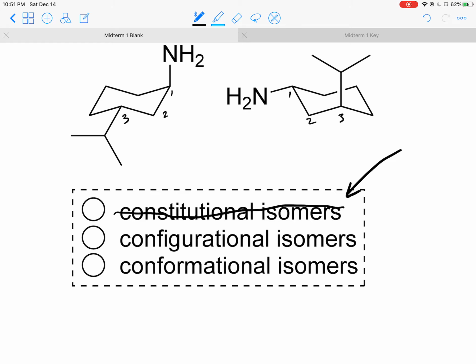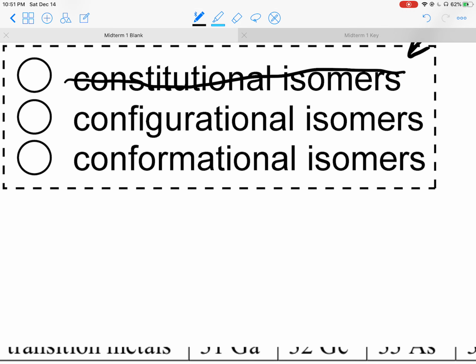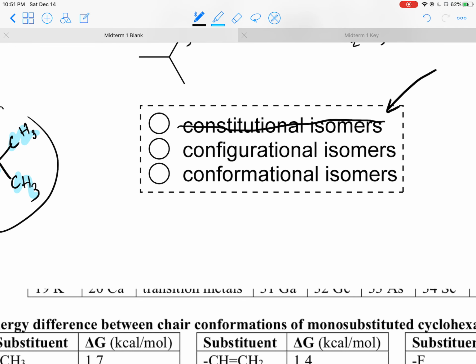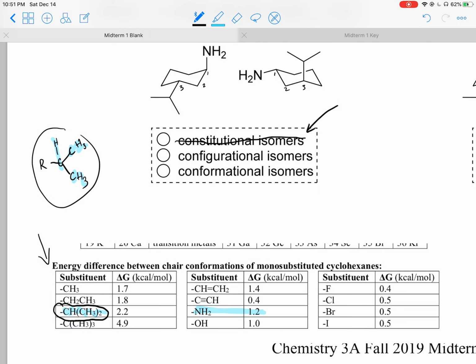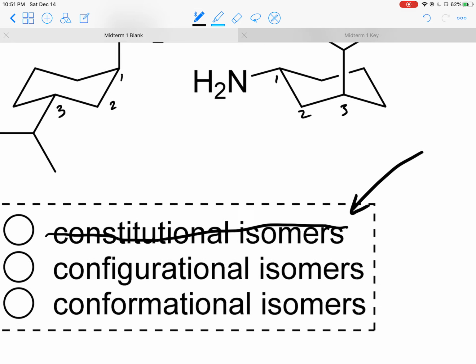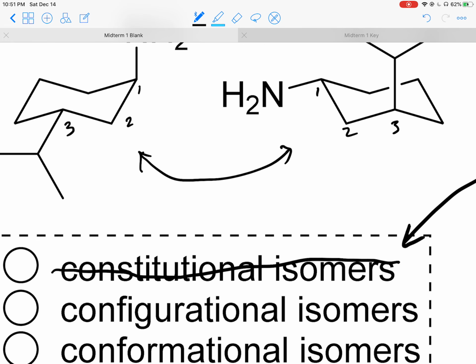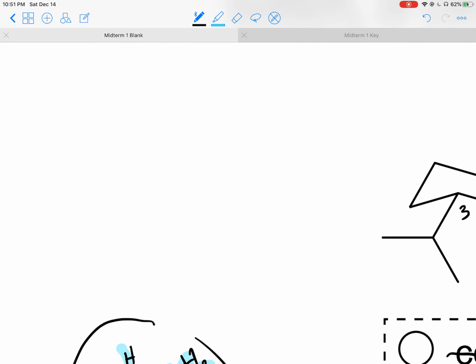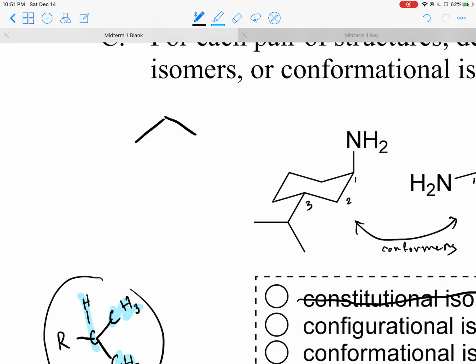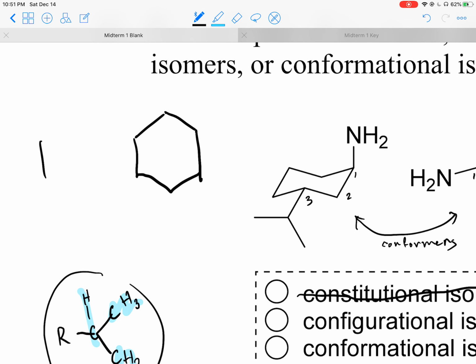Okay, conformational isomers, the last one. Those are when sigma bonds rotate. Conformational isomers basically would look the same if it wasn't on a chair projection. These are actually called conformers. If we were to just draw them out, they would look identical on the regular cyclohexane rings. They would look the same.